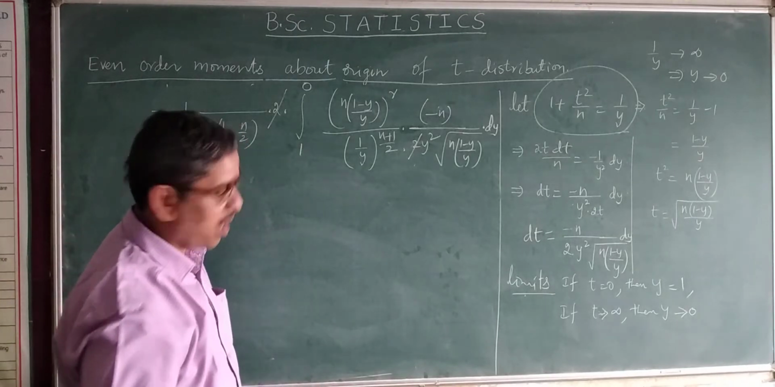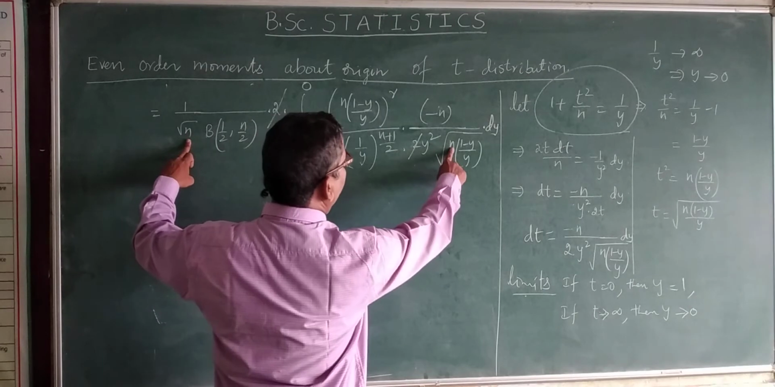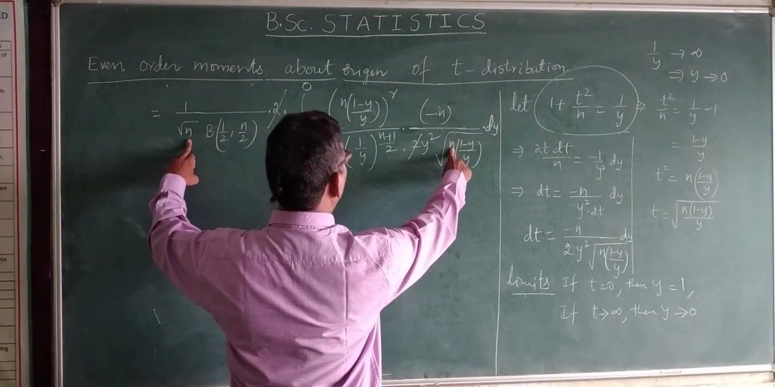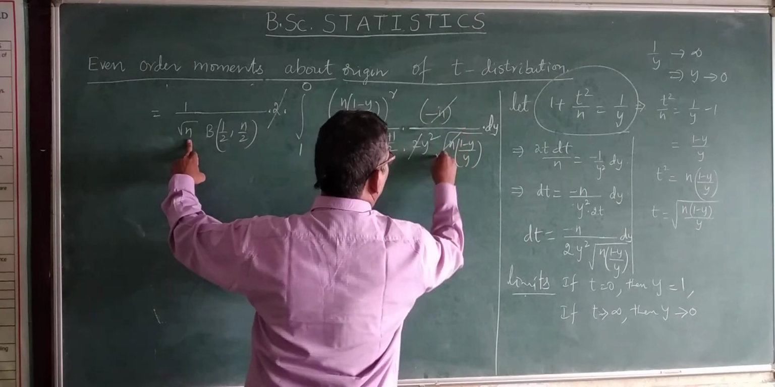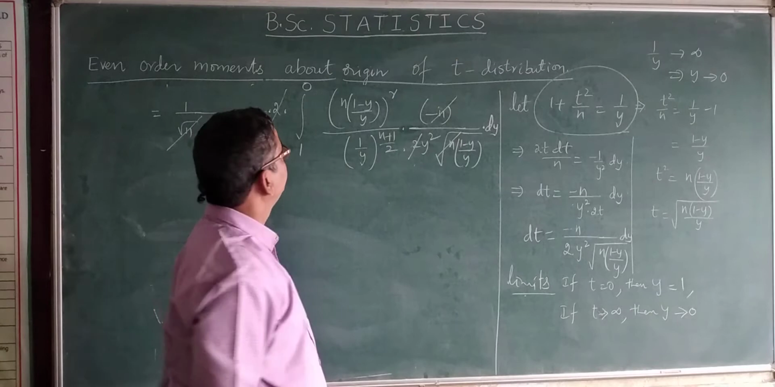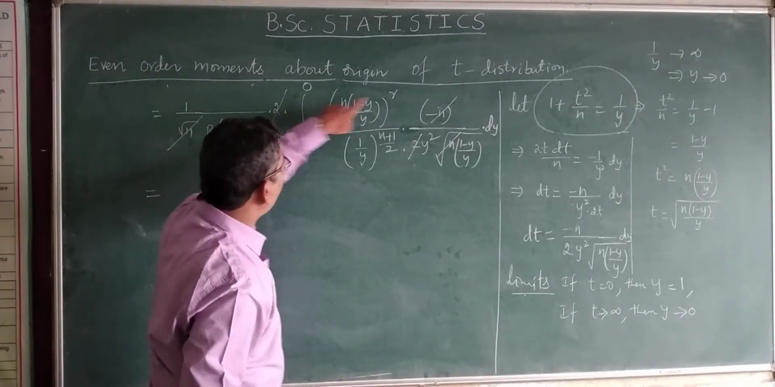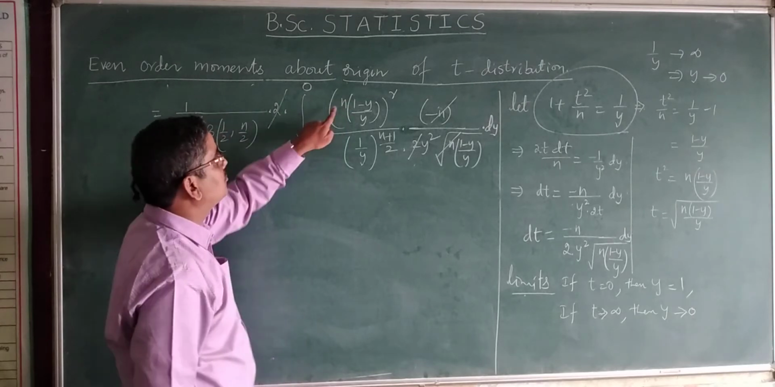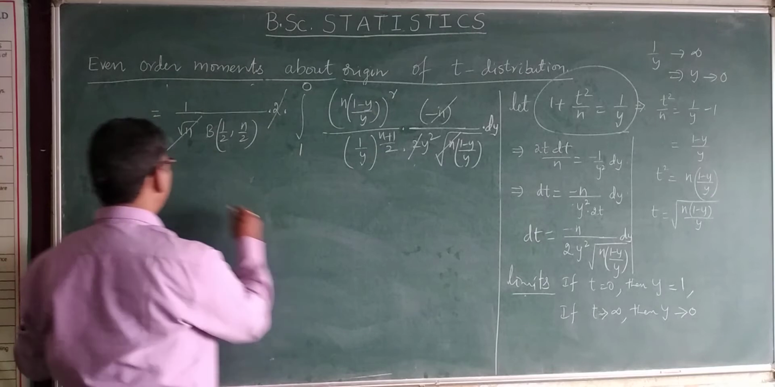Now you see the remaining values. What are the values you have? Root 10 here, and n here. I am cancelling n. The remaining n power r is a constant. I am taking n power r outside after integration.